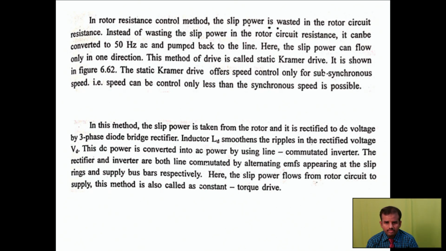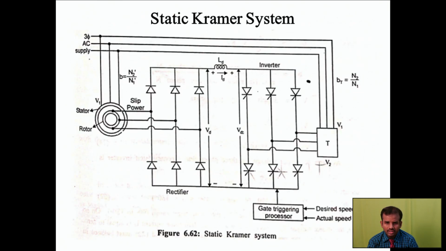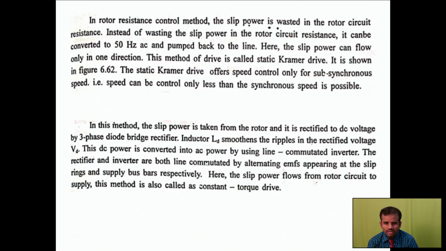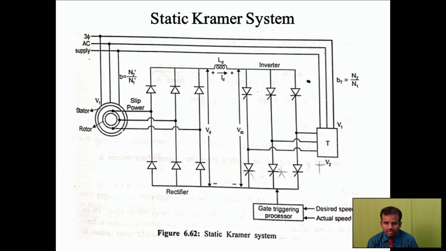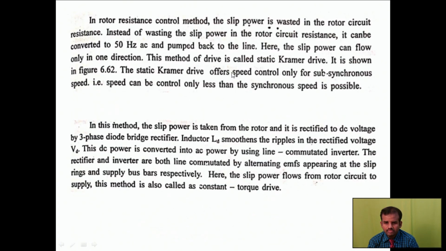In this method, the slip power which is taken from the rotor is rectified to DC voltage, that is AC to DC, by using this rectifier circuit. It is a 3-phase diode bridge rectifier. Here there is a smoothing inductor LD, which smoothens the ripples in the rectified voltage VD.